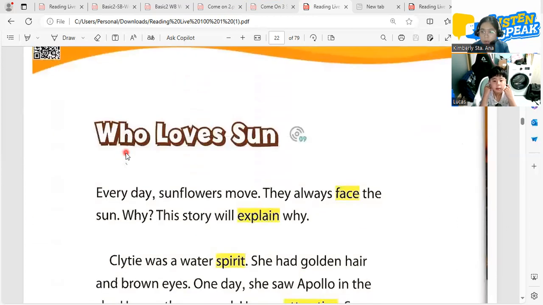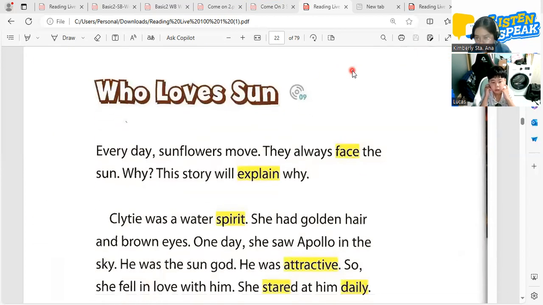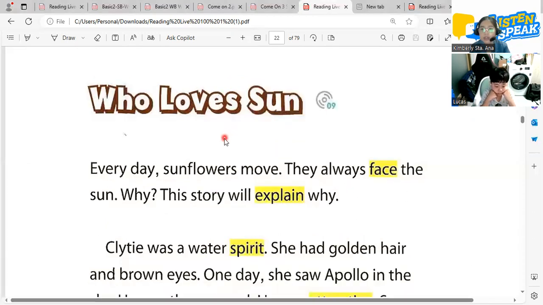Let's see. Ooh, we will read the story here, okay? So I need Lucas' help. Let's say, who loves sun? Hello, sun. Every day, they move for our sun.